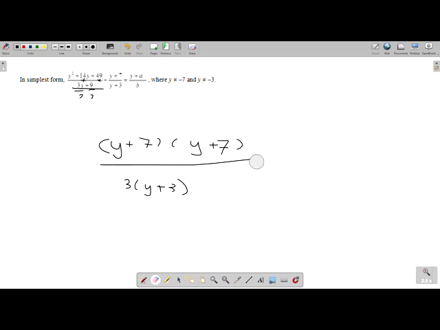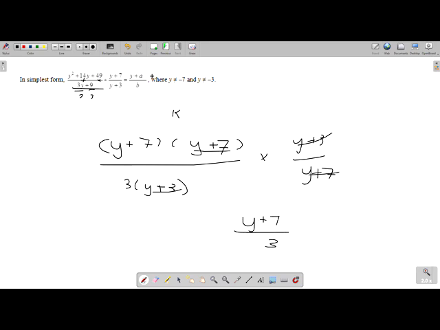Times, keep, change, flip, right? Keep this, change the sign, and flip. Y plus 3 over y plus 7. Cancel this and cancel this, cancel this, cancel this. And then you'll be left with y plus 7 over 3.